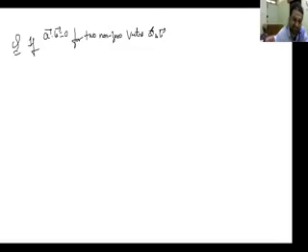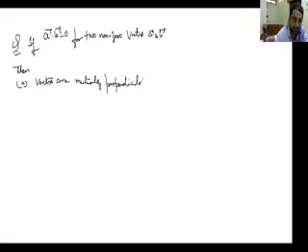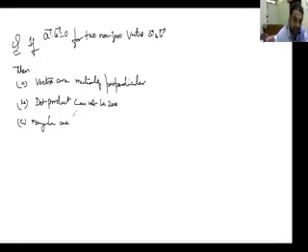Question: if lambda i plus 2j plus k, this is vector A, is perpendicular to lambda i minus lambda j plus k, find the value of lambda. This is the question. Solution. Now I am solving, listen. Here it is given that A and B are perpendicular. If two vectors are perpendicular, then A dot B equals 0, right?